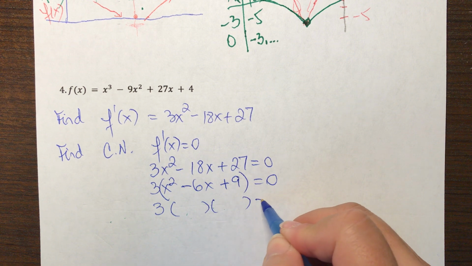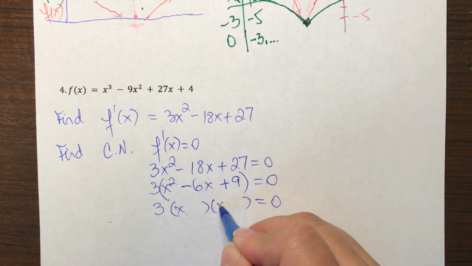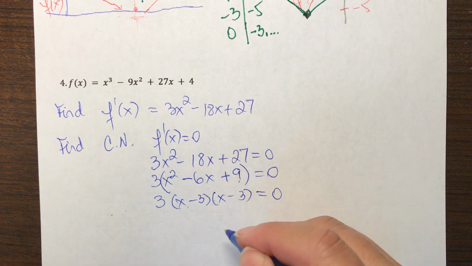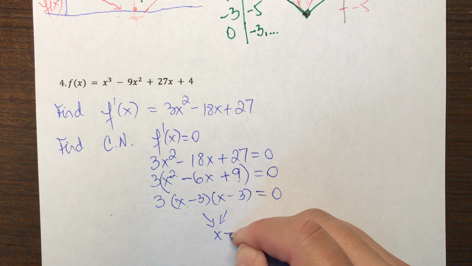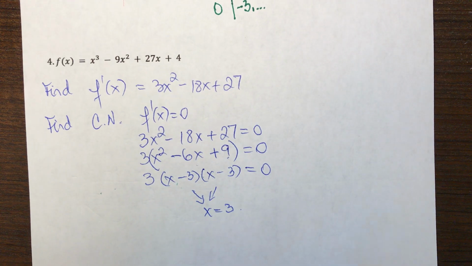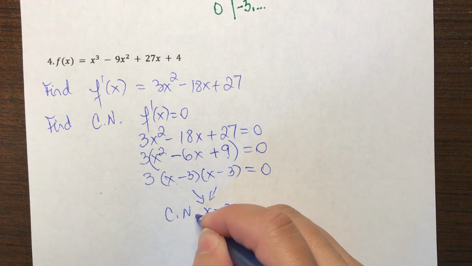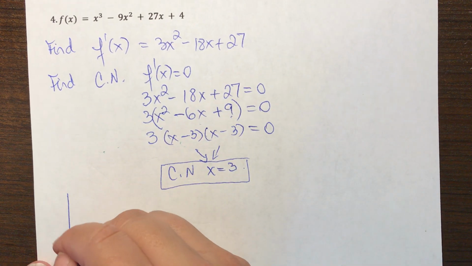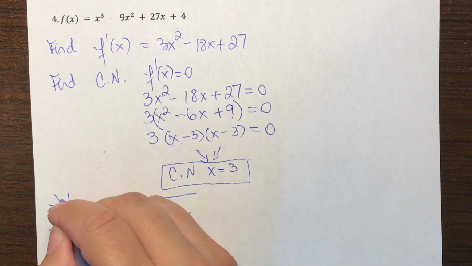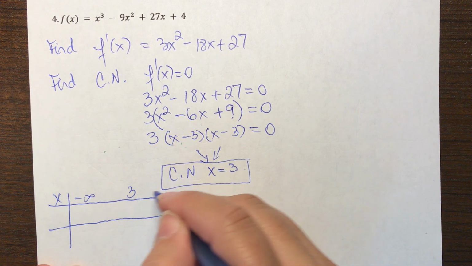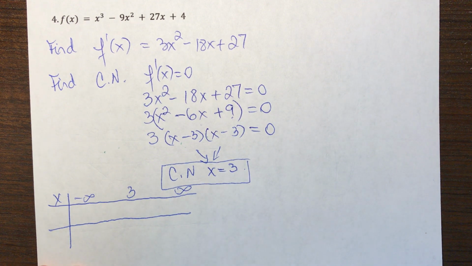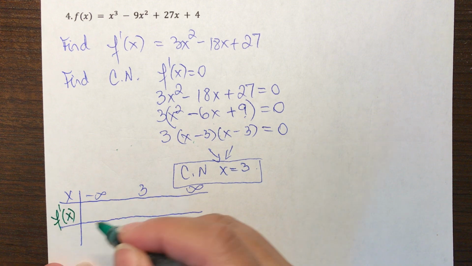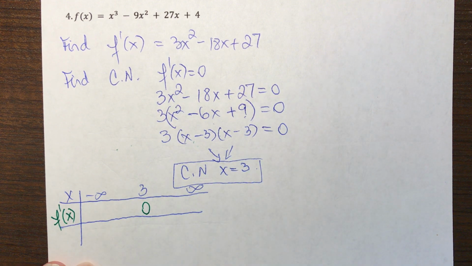I factored out the greatest common factor of 3. Numbers are multiplied to 9 and add up to 6, or 3 and 3. So this time, as you see, there's only one value, one critical number, and that is x equals to 3. Great. Let's put it in a table. That's the only critical number, yes? Okay, let's see what happens to the first derivative. The first derivative is 0, yes?